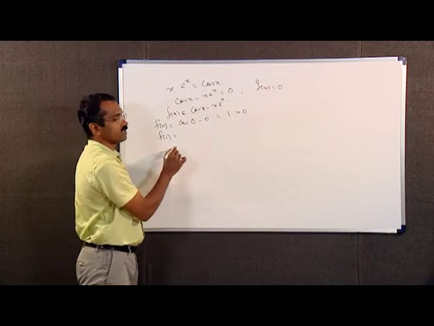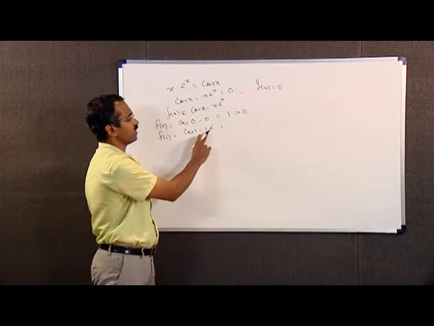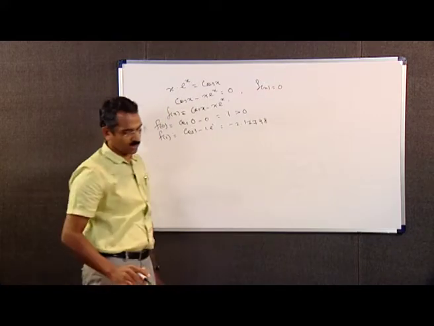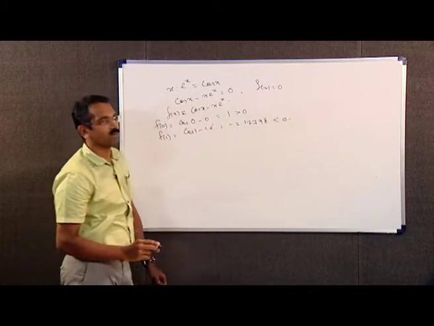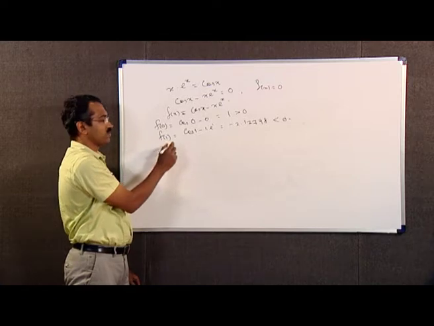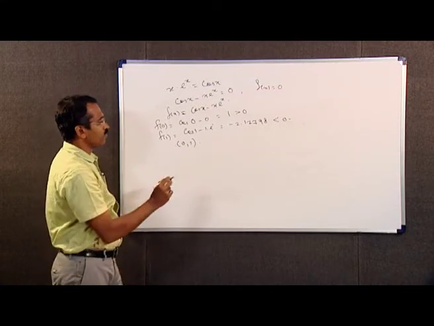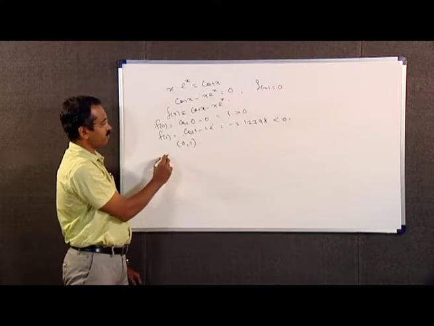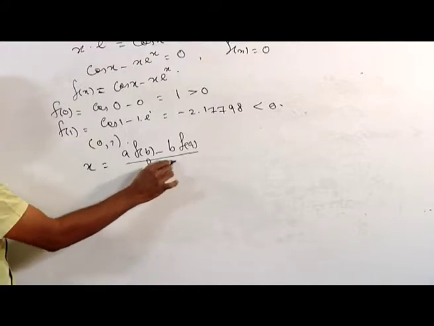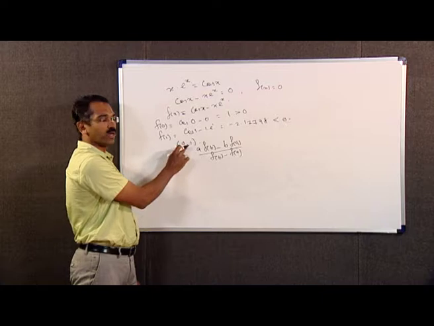If we put x equal to 1, we get f of 1 equal to cos 1 minus 1 into e raised to 1, that is equal to minus 2.17798, which is negative. Therefore, by the location theorem, we can say that a root of the given equation is in the interval 0 and 1. By the method of false position, we have x equal to a into f of b minus b into f of a divided by f of b minus f of a, which is the iterative formula. Here we take a equal to 0 and b equal to 1.